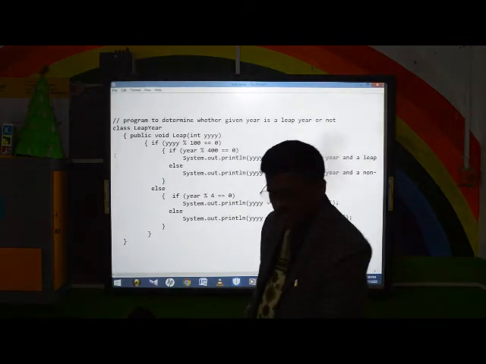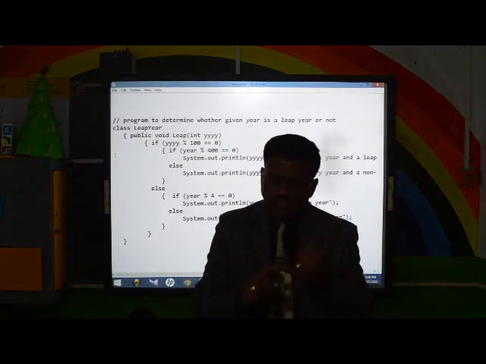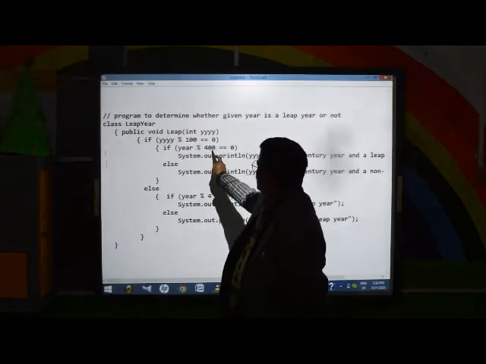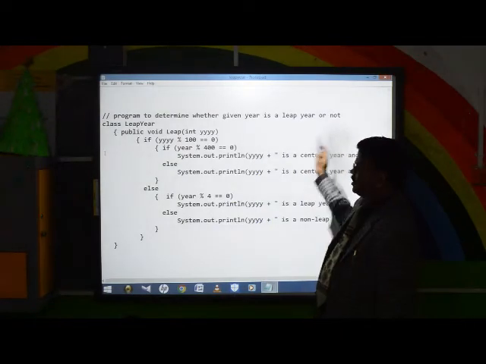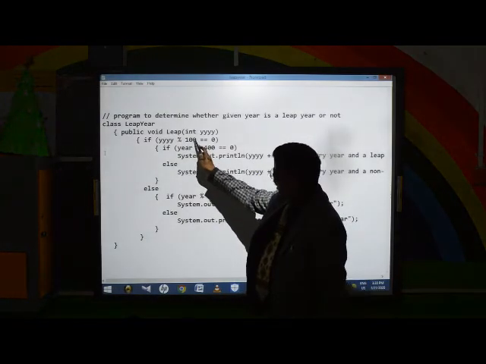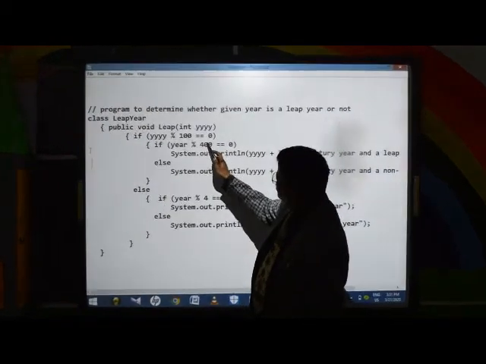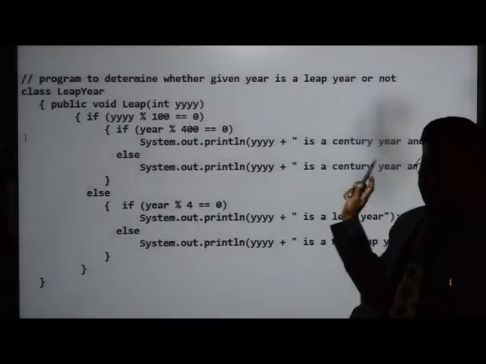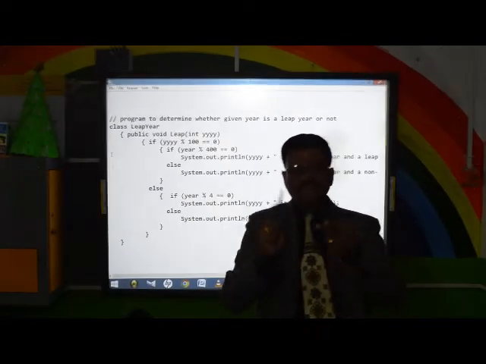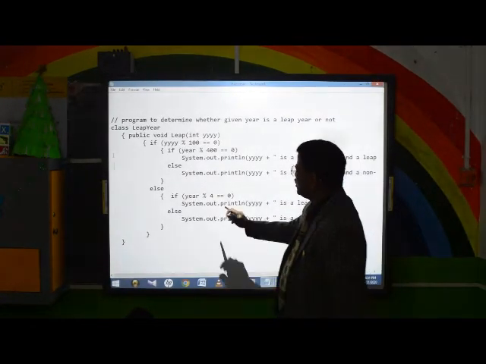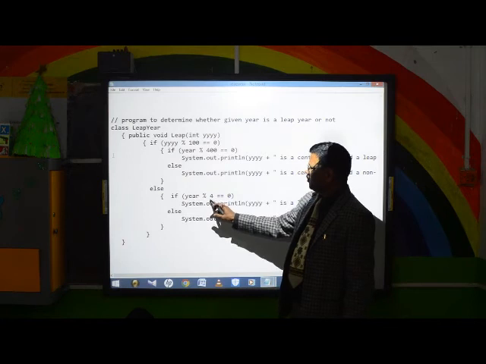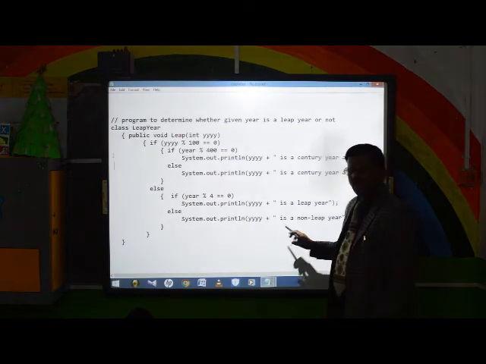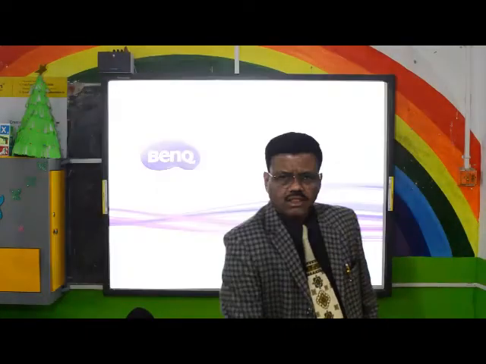There are 3 scenarios, boys and girls. The first one is you check for the century year. If it is a century year, that year has to be divided by 400. So it's a leap year as well as a century year. If the year is divisible by 100 and not divisible by 400, it says a century year but a non-leap year. So this is the first scenario. The second scenario is if it is not a century year, then a simple condition: if it is divisible by 4, then it is known as a leap year. If it is not divisible by 4, it's a non-leap year. This is the third example.